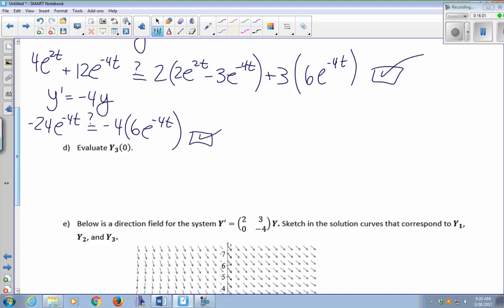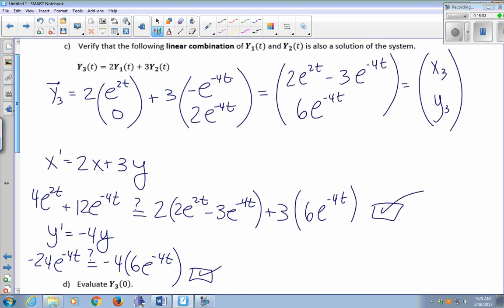Let's see, y3 of 0. So y3 is this. If I put 0 in for my t's here, I'm going to get 2 minus 3, which is negative 1, and 6 for my second entry, negative 1, 6.